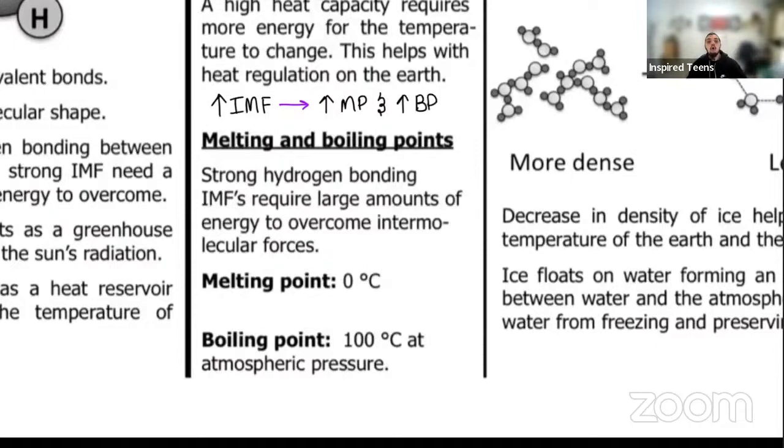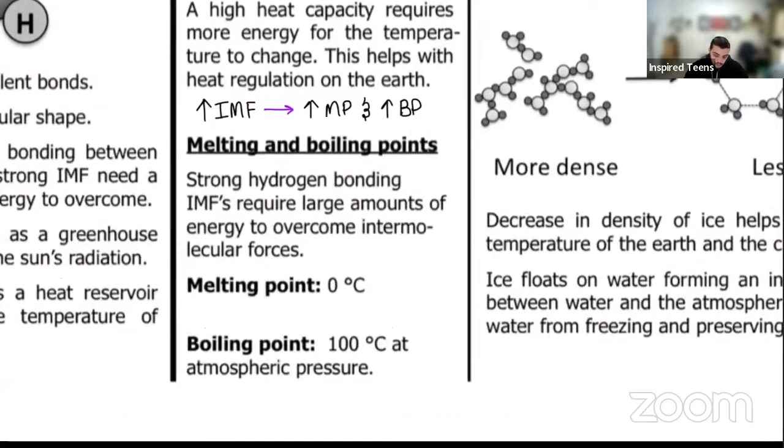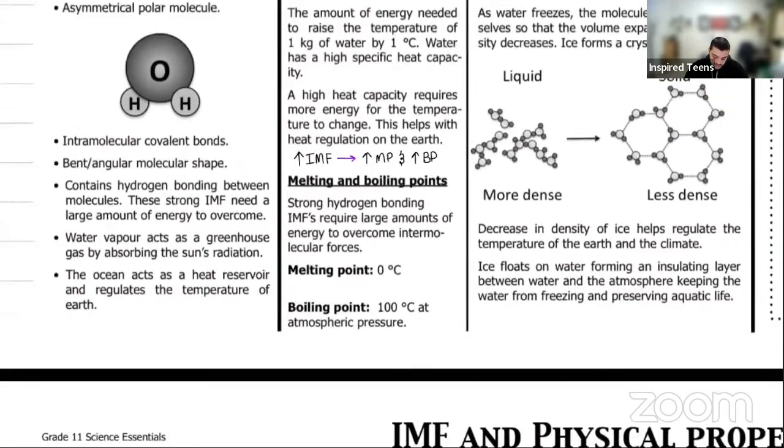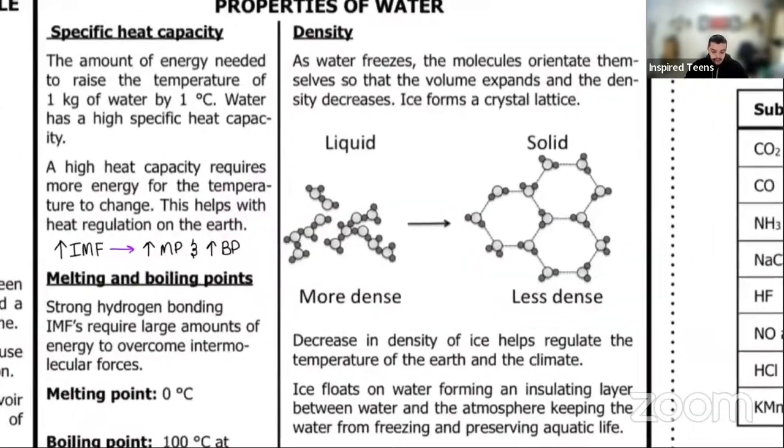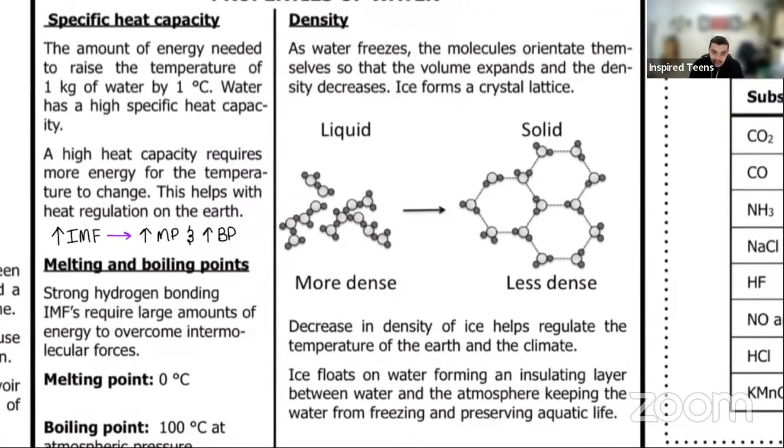Okay, because more energy is required to overcome these intermolecular forces. Strong hydrogen bonding intermolecular forces require large amounts of energy to overcome. Water has a melting point of 0 degrees Celsius, and the boiling point of water is 100 degrees Celsius at 1 atm, atmospheric pressure.